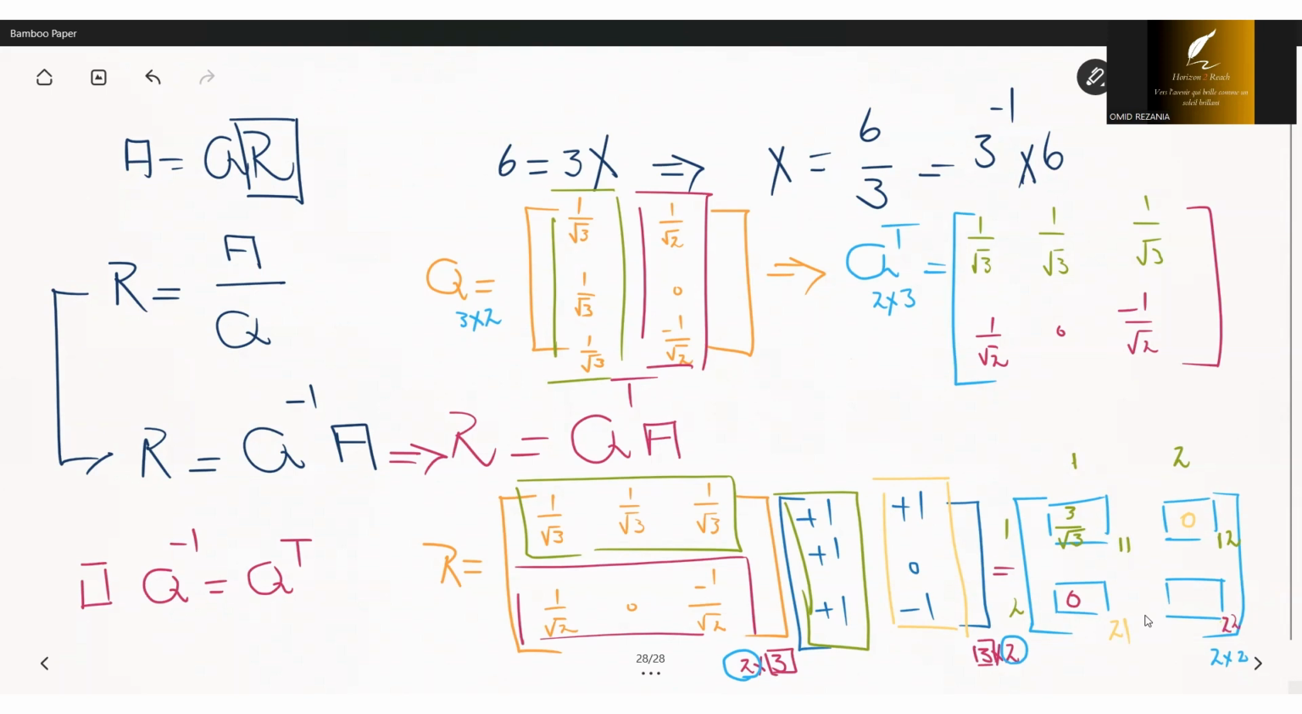Now, this one, row number 2, column number 2. We have square root of 1 over 2. We have minus 1 over square root of 2 times minus 1 becomes plus 1. Then, as you said, becomes 2 over root 2. Guys, great job, everyone.